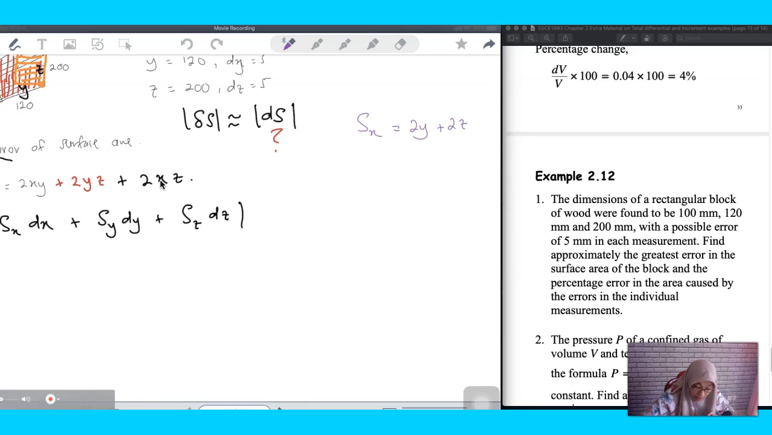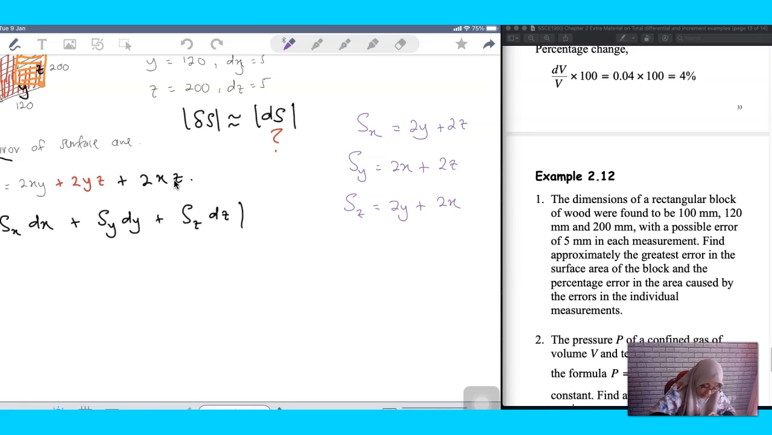Plus 2z. Okay, now s_y. Differentiate s with respect to y, so the y here becomes 1, so you have 2x plus, and you can see also y here, so it becomes 2z, and this one is 0, because you can't see the y. All of these are constants, so when you differentiate a constant, you get 0. And then s_z, you can't see the z here, so this is 0, and this one z becomes 1, so you have 2y plus, z here becomes 1, so you have 2x. So that is your partial derivatives.